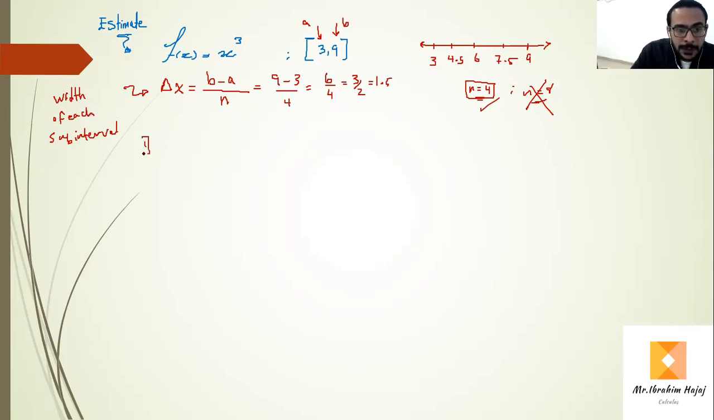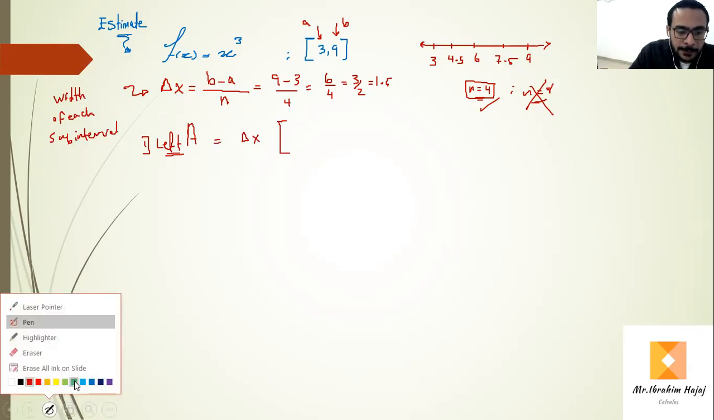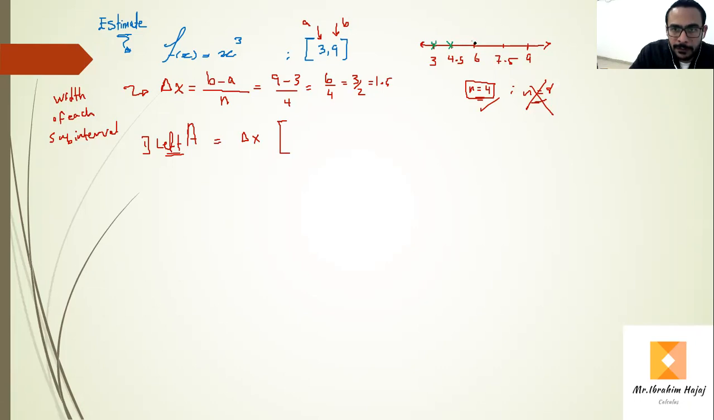Next step, to start from the left, find the area using the left endpoint rule, which is delta x, open bracket, and take here the points from the left side. Like 3, like 4.5, like 6, like 7.5. 1, 2, 3, 4 points. I have to take 4 points, and then find f of 3 plus f of 4.5. Prepare your calculator, please. f of 6 plus f of 7.5, and then close your bracket.